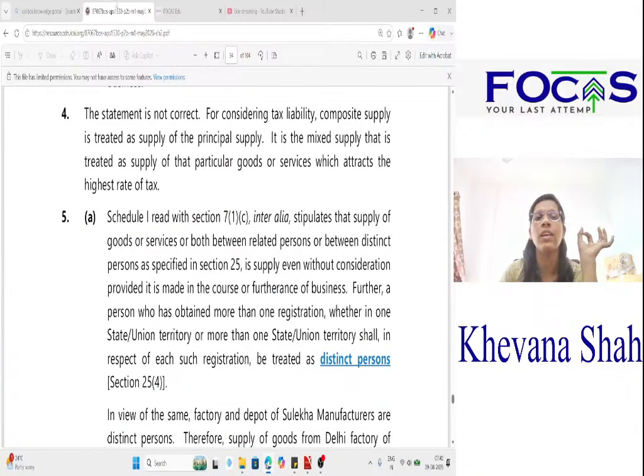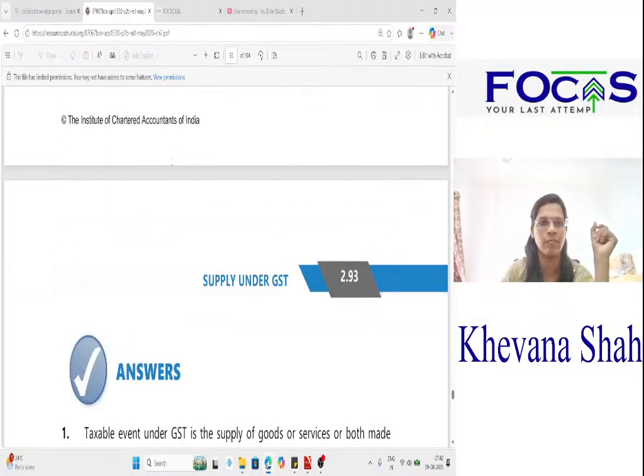See, this statement is not correct. For considering tax liability, composite supply is treated as supply of the principal supply. It is the mixed supply that is treated as supply of that particular goods or services which attracts the highest rate of tax. Okay. So in case of mixed supply, we apply the highest rate of tax that is applicable. And in case of composite supply, we consider the rate of your principal supply as the rate of GST.